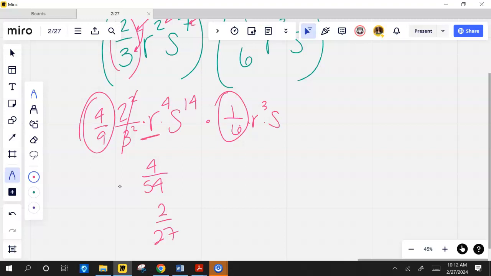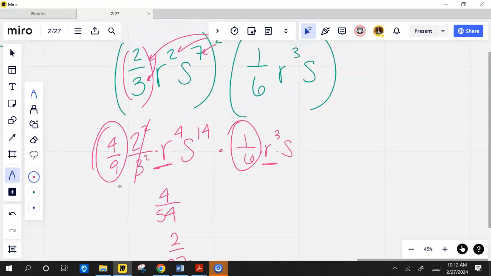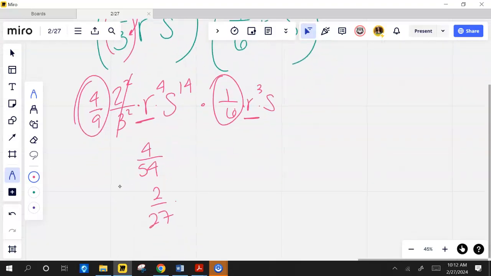And then let's do the r's. R to the 4th times r to the 3rd is r to the 7, because I'm multiplying, right? If I multiply with the same base, then all I do is add the exponents. And then s to the what? 15.